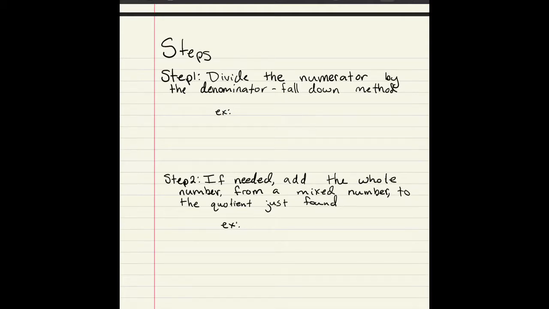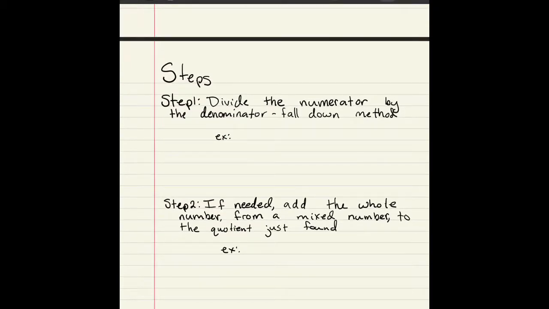All right, let's do some steps. So step 1 is to divide the numerator by the denominator. You're using the fall down method. So if we're doing 6 3/8, let's highlight what we got. We have our whole number, our numerator, and our denominator. So where the fall down method is, if we have 3/8, the 3 is like somebody pushed it over and it falls down, and now we're dividing.